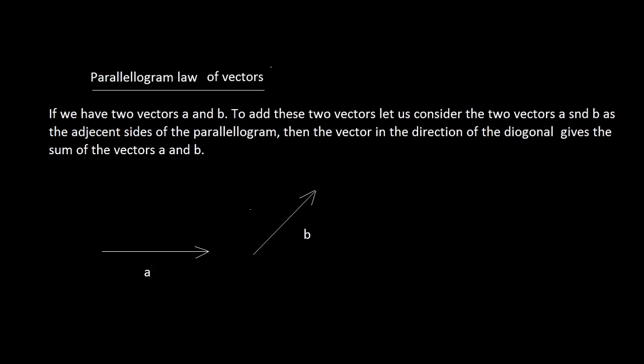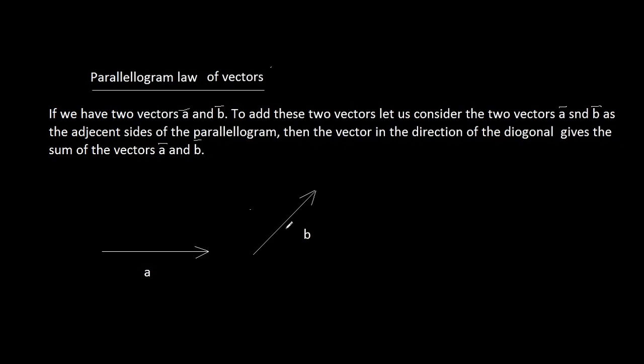Parallelogram law of vectors. Suppose we have two vectors A bar and B bar. This is A bar and B bar. To add these two vectors, let us consider the two vectors A bar and B bar as the adjacent sides of a parallelogram. Then the vector in the direction of the diagonal gives the sum of the vectors A bar and B bar. This is called the parallelogram law of vectors.